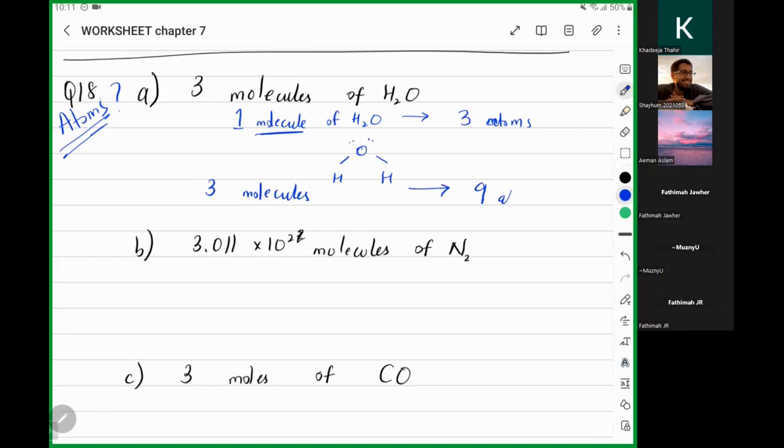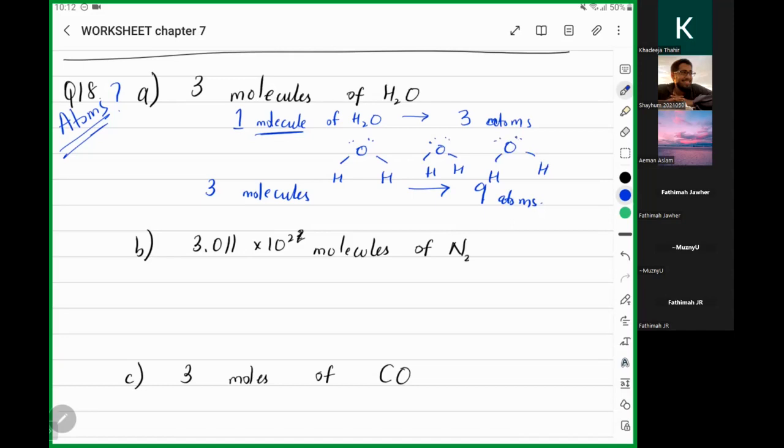9 atoms. Did you get it? A molecule of H2O is just H2O alone. Okay? So 3 molecules is 9 atoms. It's like 3 of these. So there's 9 atoms there. Just like that.